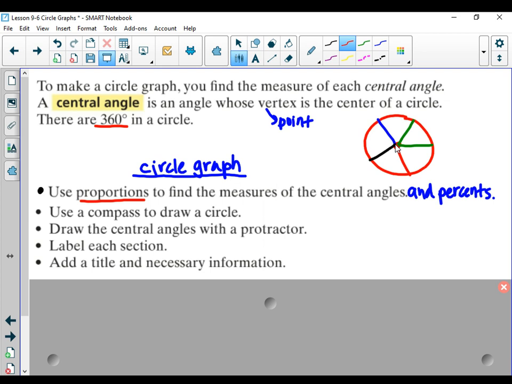Then we're going to need a protractor to measure these angles. What if we don't have one?